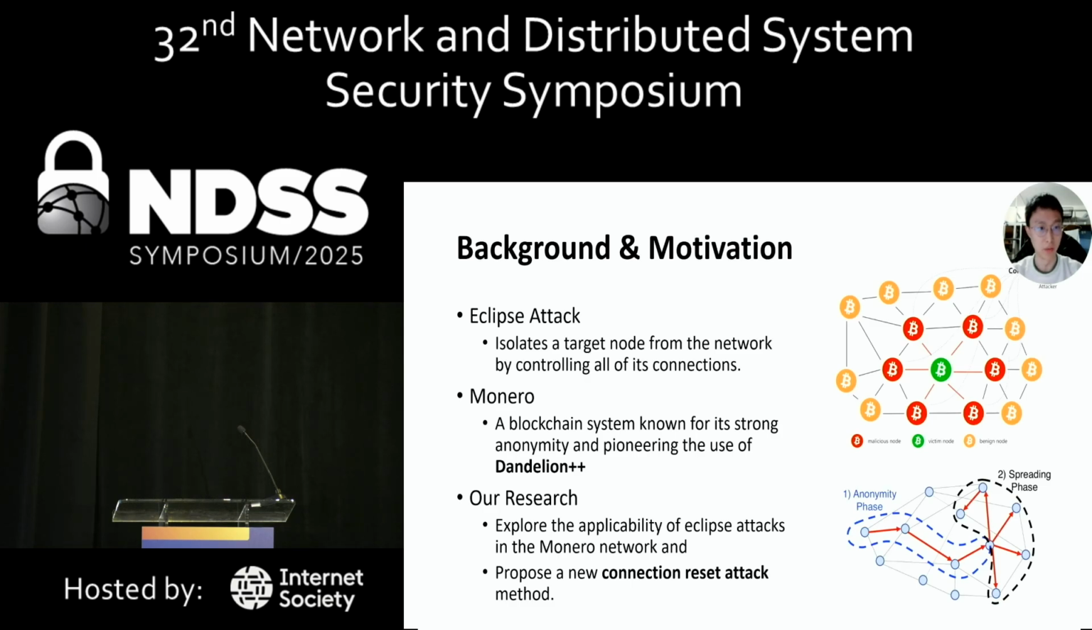Before diving into the details, I'd like to start with a quick introduction on both Eclipse attacks and Monero. Eclipse attack is a technique used to isolate a target node from the network by occupying all its connections. Once this happens, the attacker can launch more serious attacks, such as selfish mining, tracing the node's originating transactions, or disrupting the consensus mechanism. Monero is a privacy-focused cryptocurrency. One of its key defenses at the network layer is the Dandelion protocol, which is designed to prevent attackers from analyzing the originating node of the transaction.